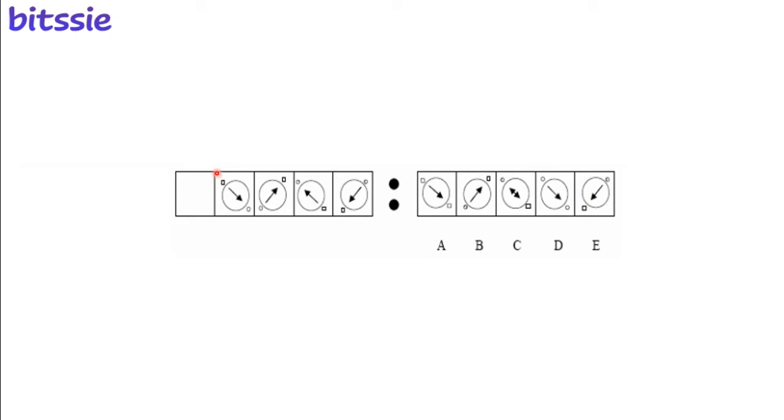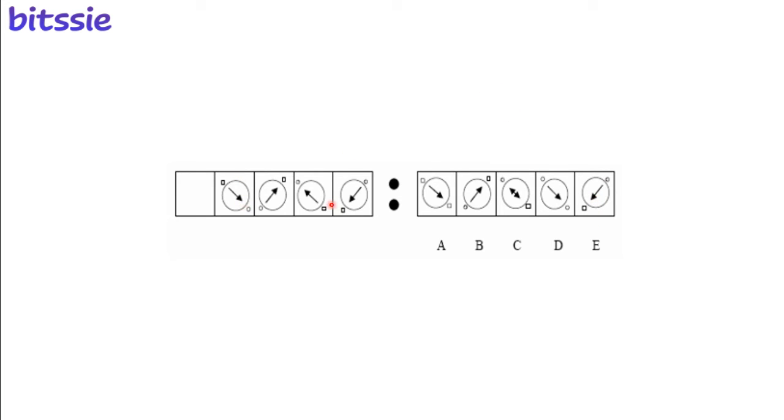This question, we need to pay attention to the shapes outside the large circle. We have one square and one circle in all of the boxes. So if we look at our options, we have a square and a square, so it's not A, a square and a circle, so it could be B, a square and a circle, so it could be C, 2 circles, so it can't be D, and a square and a circle, so it's either B, C, or E.